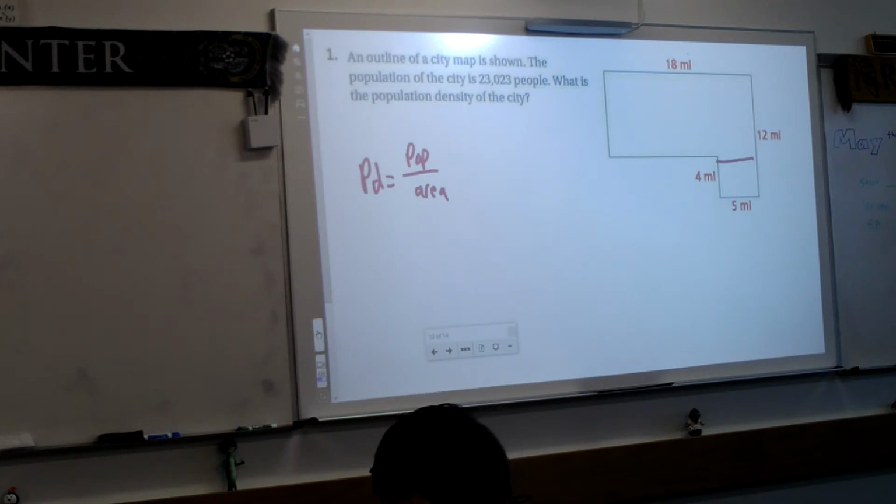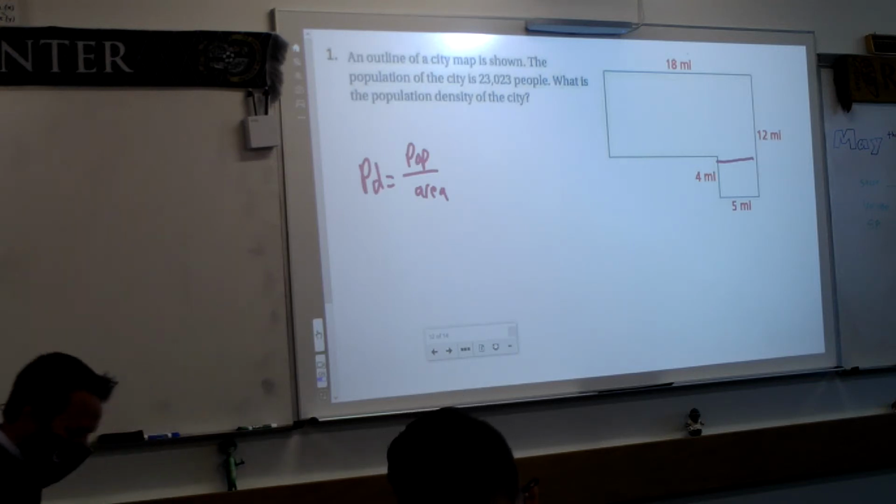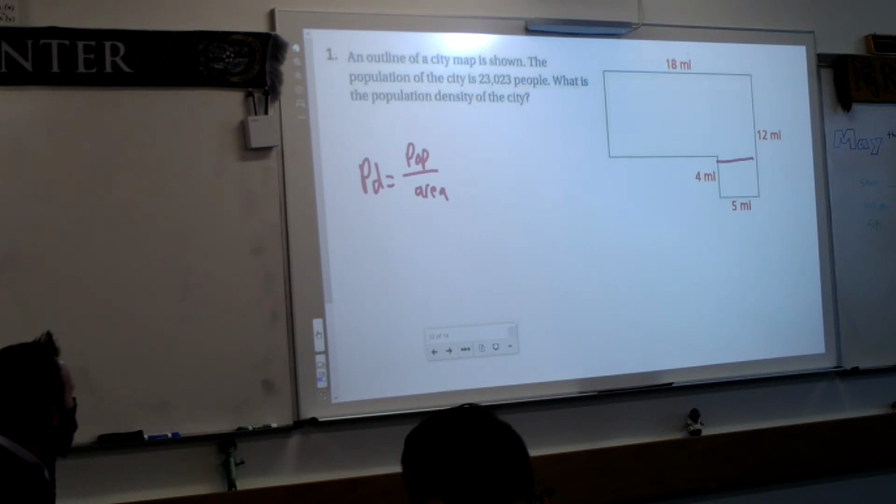Alright, let's go. That wasn't a minute, but that's okay. We're going to go to Kara on this one. Kara, how did you figure out the area of this city map?